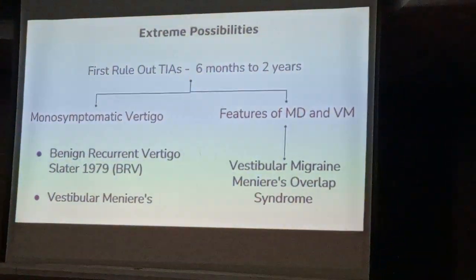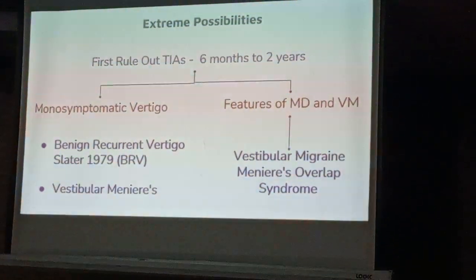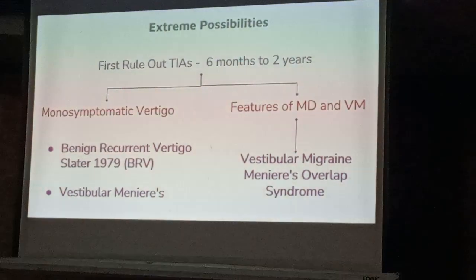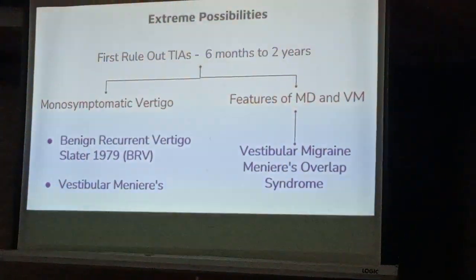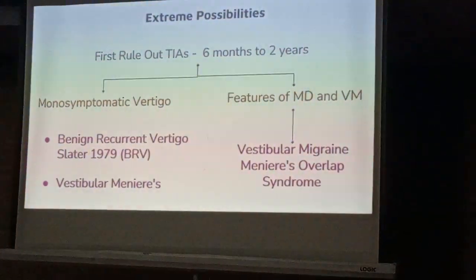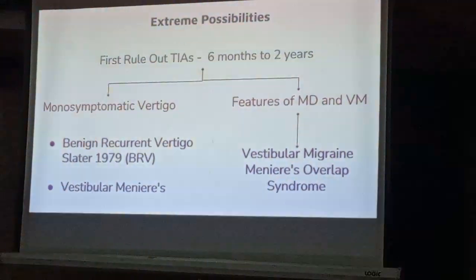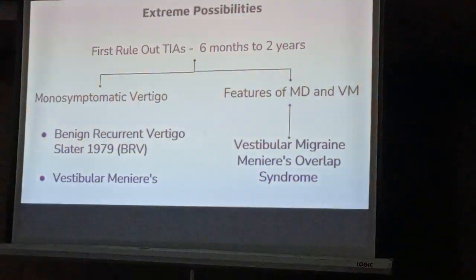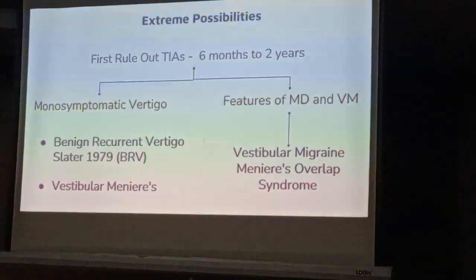This was first described by Slater in 1979. It is similar to vestibular migraine, treatment and all is similar. Okay, I'll come to that. And the next diagnosis is vestibular Meniere's. Like I said earlier, many Meniere's can occur without the aural features. So how will you differentiate between these 2?